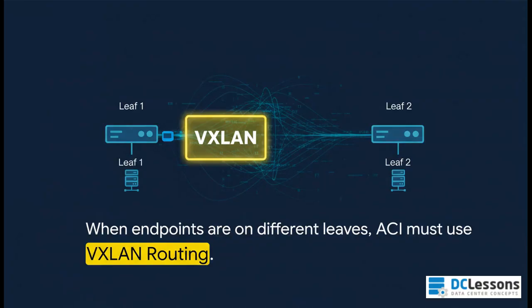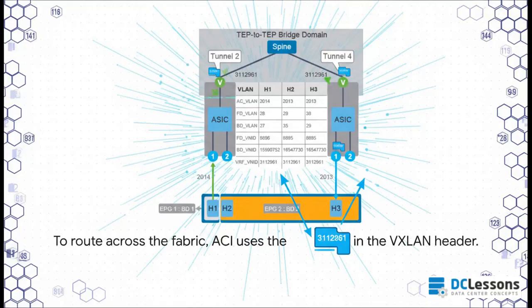But you know what's coming next, right? As soon as we move that destination, H3, over to a different leaf, the game changes completely. Now the fabric itself has to do the routing, and this is what we call VXLAN routing. Okay, now pay close attention here, because this is the big reveal. Look at the identifier being used to encapsulate the packet now. It's not the BD_VNID anymore, is it? Nope, because we're routing, the fabric uses the VRF_VNID.